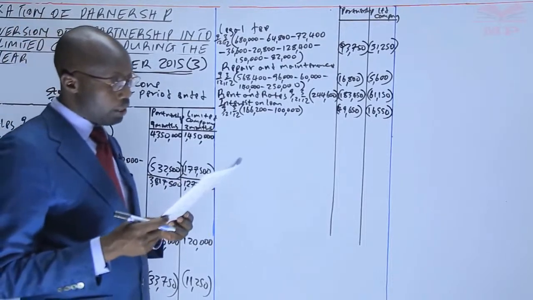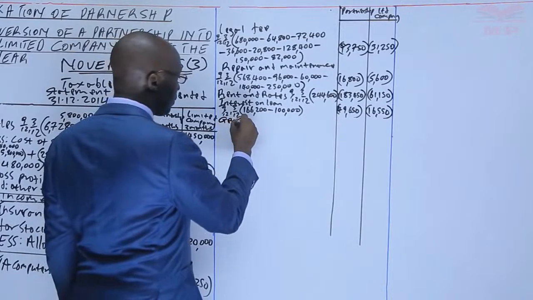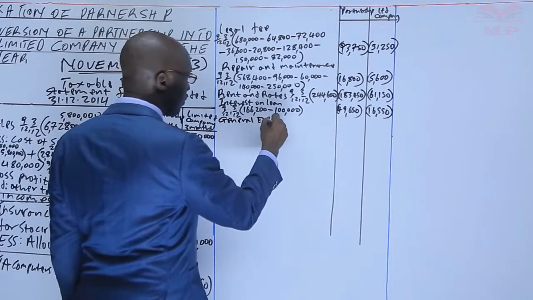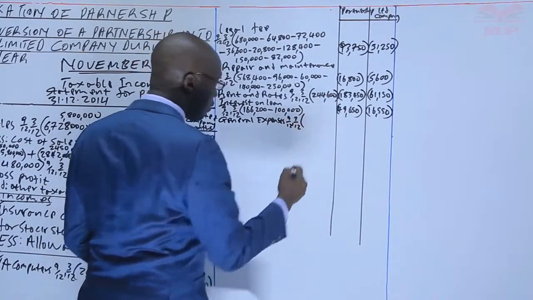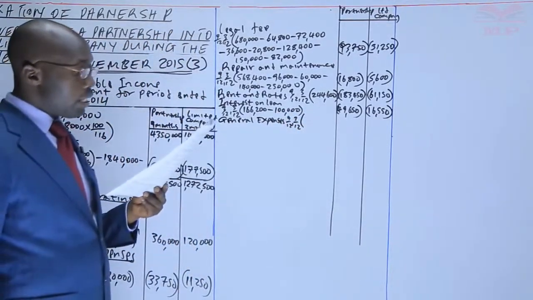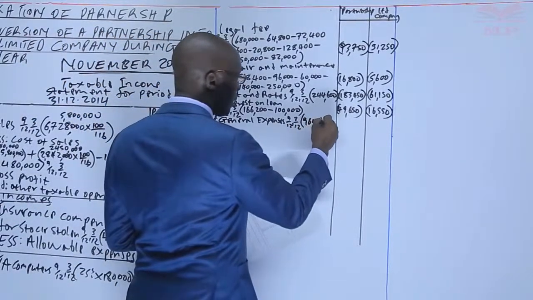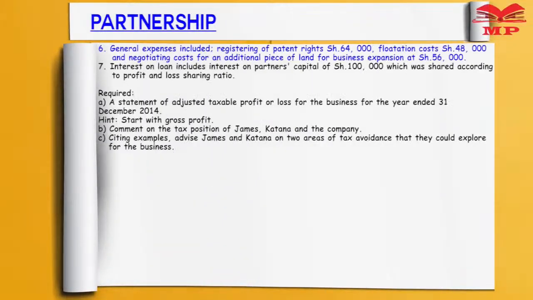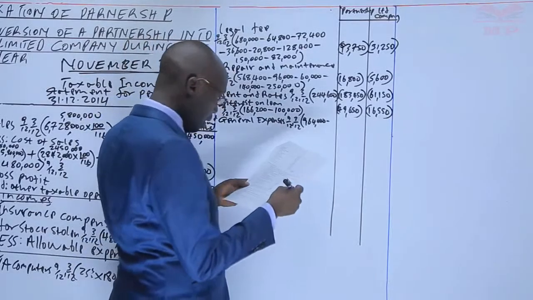After the interest on loan, we have general expenses. General expenses are allowable expenses. Nine over 12, 3 over 12 of the overall general expense of 964,000. But we must minus, there is additional information number 6 about the general expense, which tells us that it included registering of a patent right of 64,000. Patent right cost we said is not allowable, so that needs to be minused, 64,000.